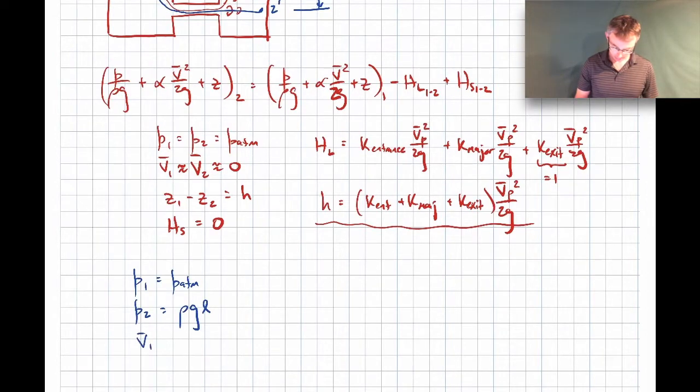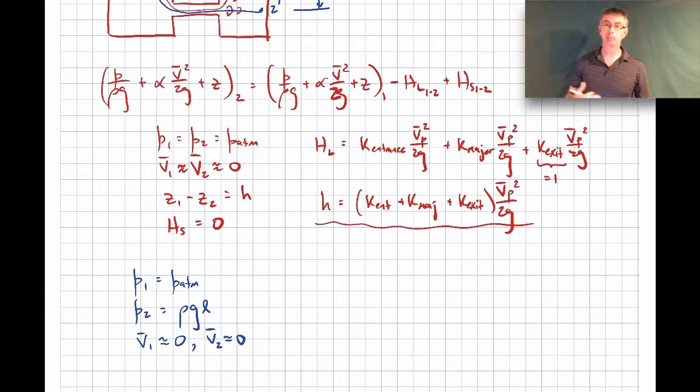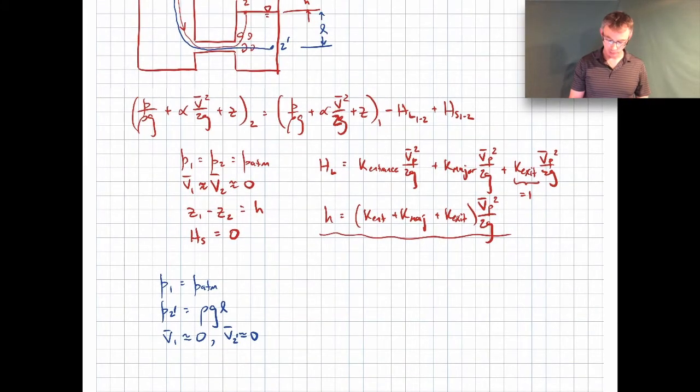V1 will still be 0 because it's a free surface of a large tank. And V2 will also be about 0 because I'm choosing that point 2. Oh, this is 2 prime, I should say. These are both 2 prime. V2 prime is about equal to 0 because I'm choosing a point far enough away where the flow basically comes to rest. So it's static.